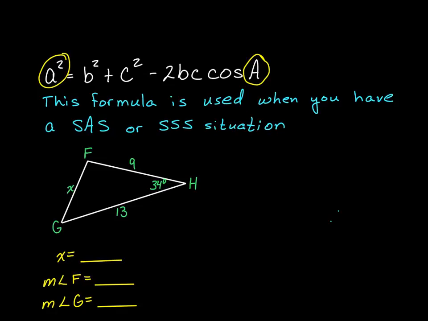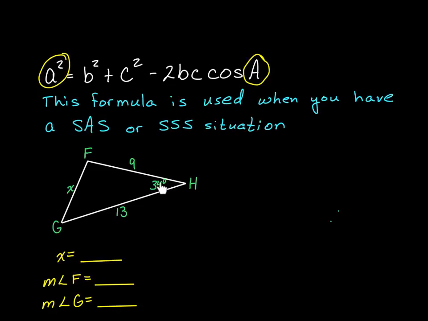Now, the law of cosines is going to be used whenever you have a side angle side situation, which means you know two sides and you know the angle in between those two sides. Or if you know all the sides but none of the angles, you can also use the law of cosines. Well, the situation we have here, we have a side angle side, so we're going to set up law of cosines. The angle given to us is 34 degrees.